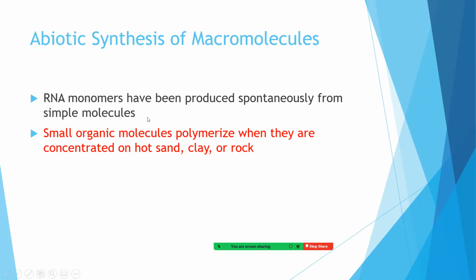So what's interesting is that, again, we think about what was the first self-replicating biological molecule, and we're wondering, would it be either DNA or RNA? Lots of scientists have been looking at this, and the consensus right now is that RNA was the first molecule and not actually DNA. There's lots of evidence that supports this, because RNA monomers, those nucleotides, can be produced spontaneously from simple molecules. And this happens when these pieces of RNA come together, or polymerize, when they're concentrated in hot sand, clay, or rock.